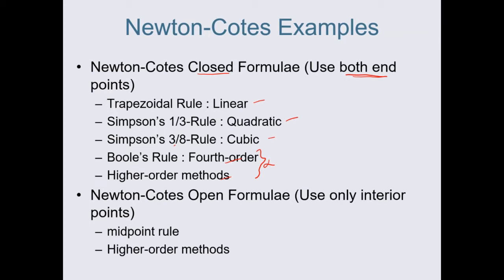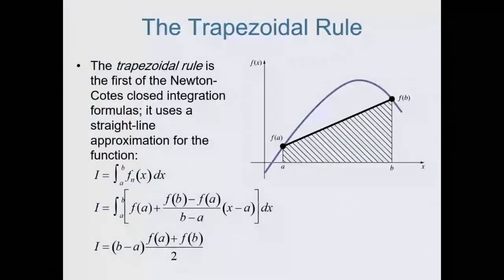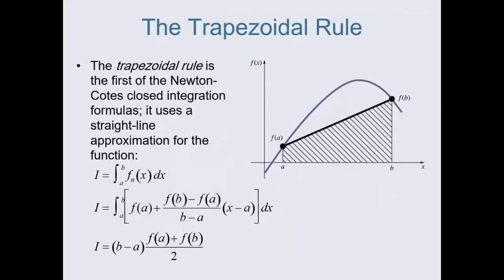Then we have the Newton-Cotes open formula, and these formula don't include the endpoints. They only include the interior points, and those are the midpoint rule and the higher order methods. We are not going to cover the open methods in this chapter. We'll just cover the closed forms. The closed method includes the endpoints. In the open methods, you don't include the endpoints. They are not included, and you include only the interior points. So that's the difference between the closed and the open integration methods.